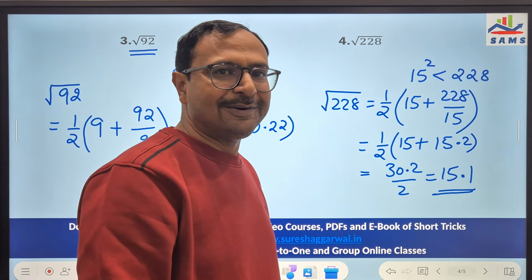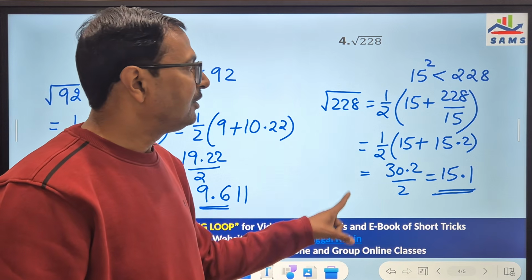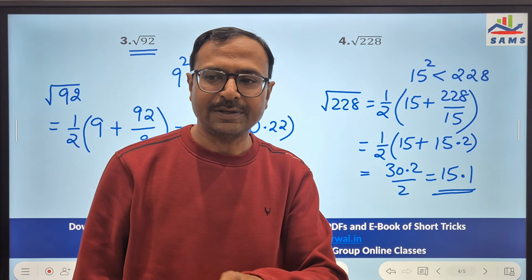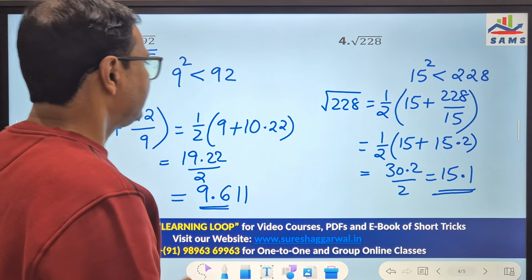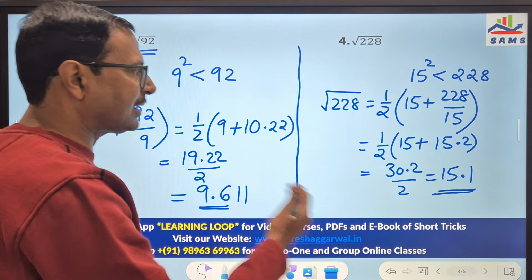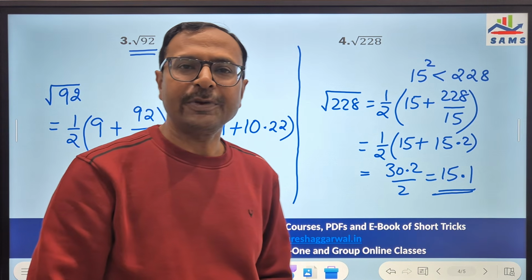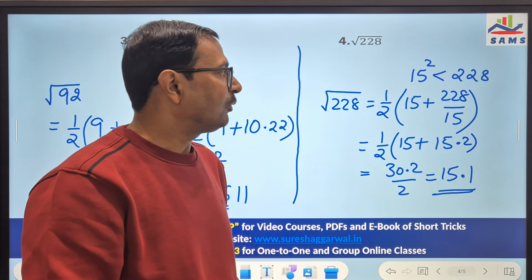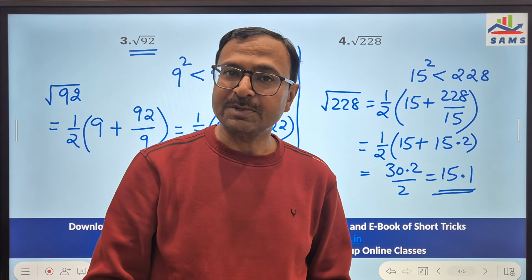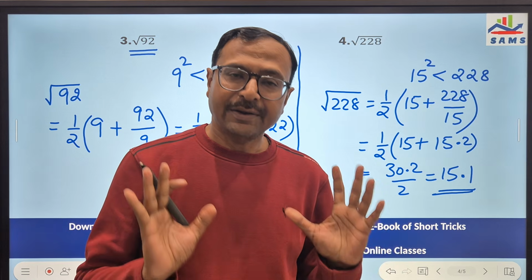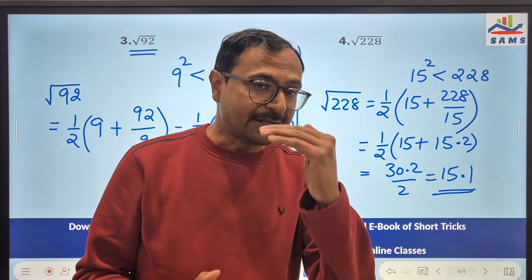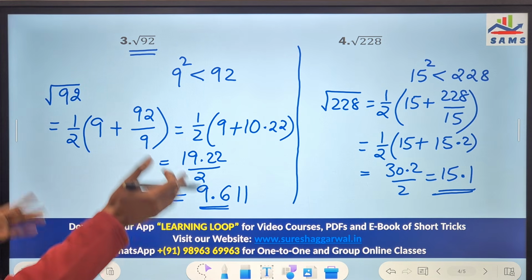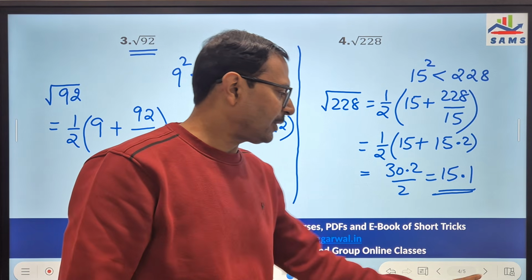See friends, how quickly we could get to the answer, and that too without using the long division method. So you can try now, and these tricks are the smart things which you have to do in competitive exams. Otherwise you are going to struggle in finding out what exactly the approximations are, and approximations are really important for cracking the multiple choice questions. Fine friends, so I hope this will benefit you, and you can find the square root of non-perfect square numbers like this.